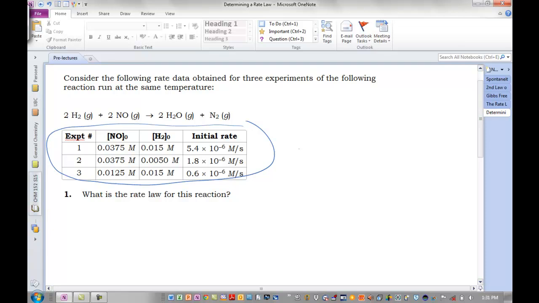Now, the easy part is we always know the rate law will have the general form rate is equal to the rate constant K times the concentration of each reactant, in this case hydrogen, H2, raised to some power, the concentration of NO, nitrogen monoxide, raised to some power. That's the easy part. We know it's going to have that form. We don't worry about the products because we are measuring initial rate, starting only with reactant, going to product.